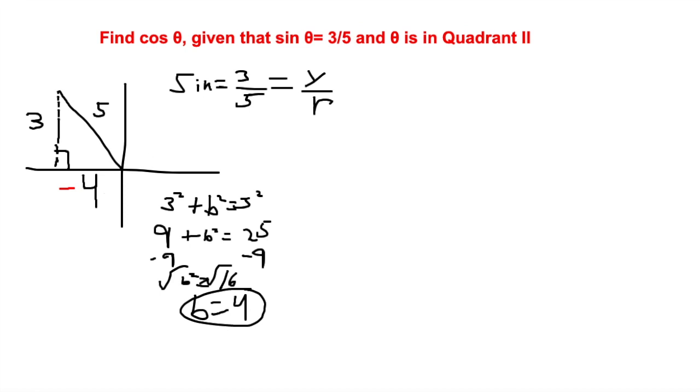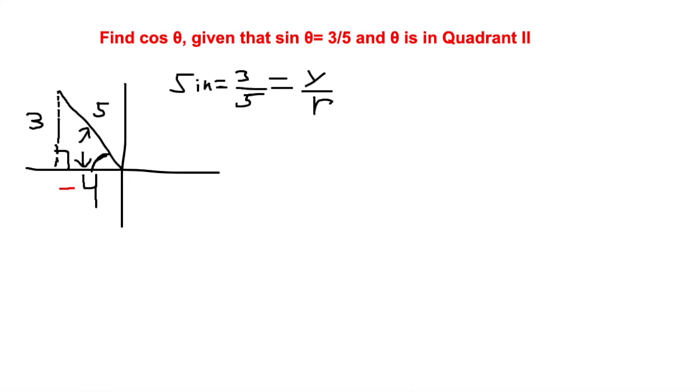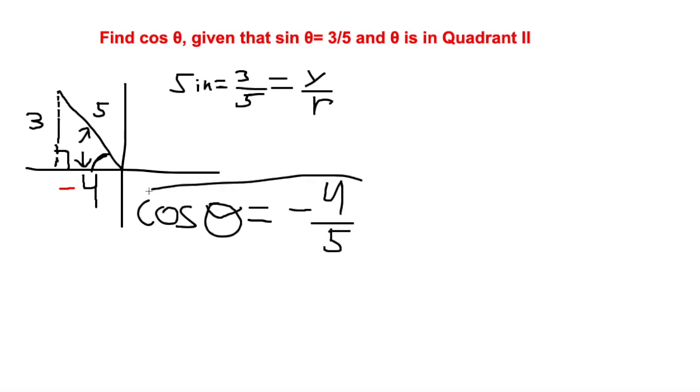All we do now is just find cosine theta. We know that the reference angle over here is the theta part, and cosine is adjacent over hypotenuse, so adjacent would be negative 4 over 5. So cosine theta is equal to negative 4 over 5. But we also know that cosine in the second quadrant is negative.